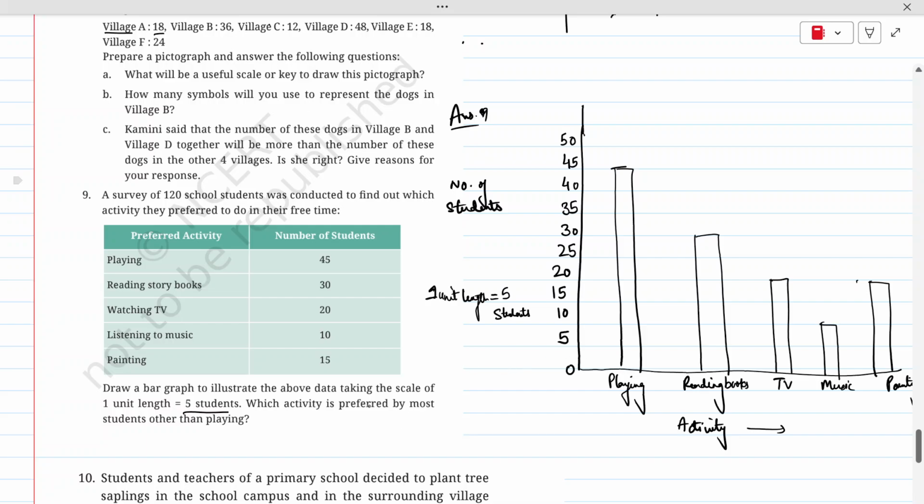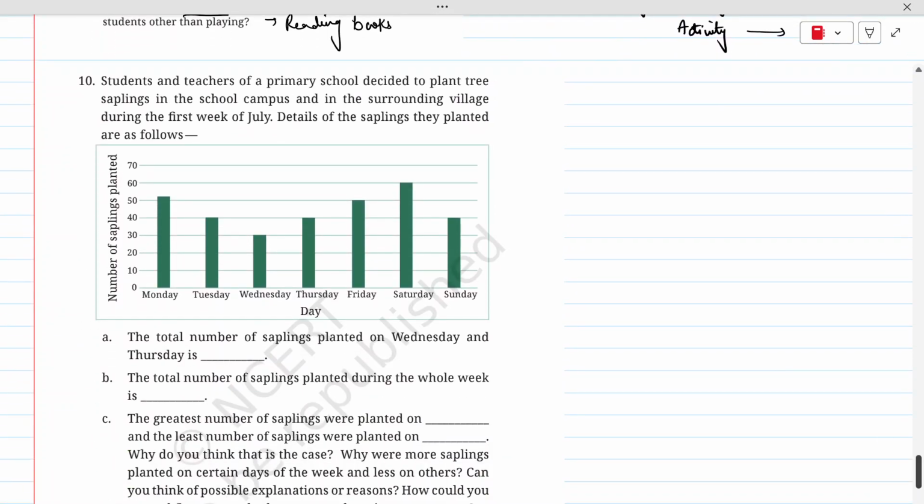Next is which activity is preferred by most students other than playing. So after playing, which is the other activity preferred by students? We can see here that after 45, the second highest number is 30, which corresponds to reading books. So the answer is reading books. That means after playing, reading books is the activity preferred by students, and it is preferred by 30 students. Okay, this is done. Now let us take the next question. I hope this is clear.